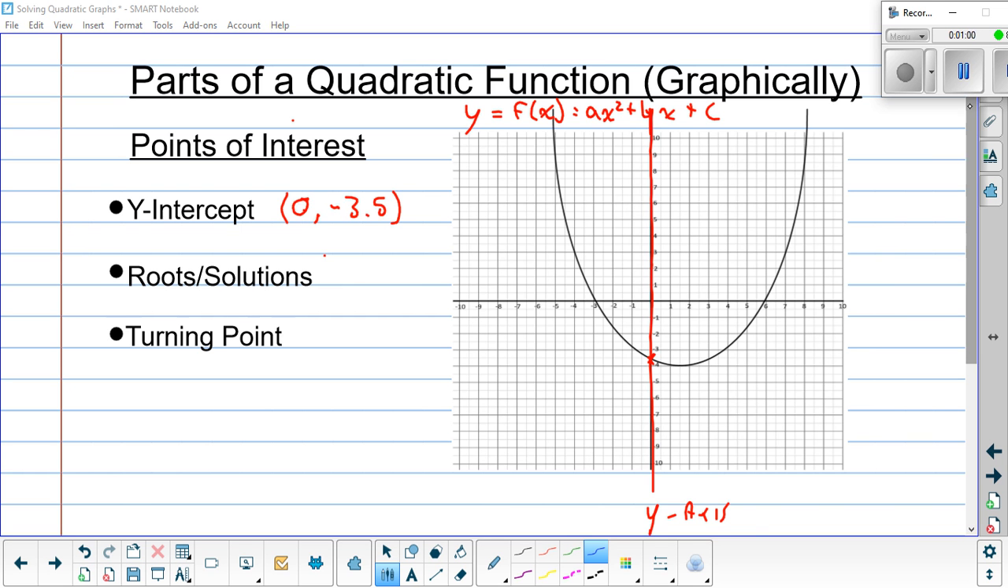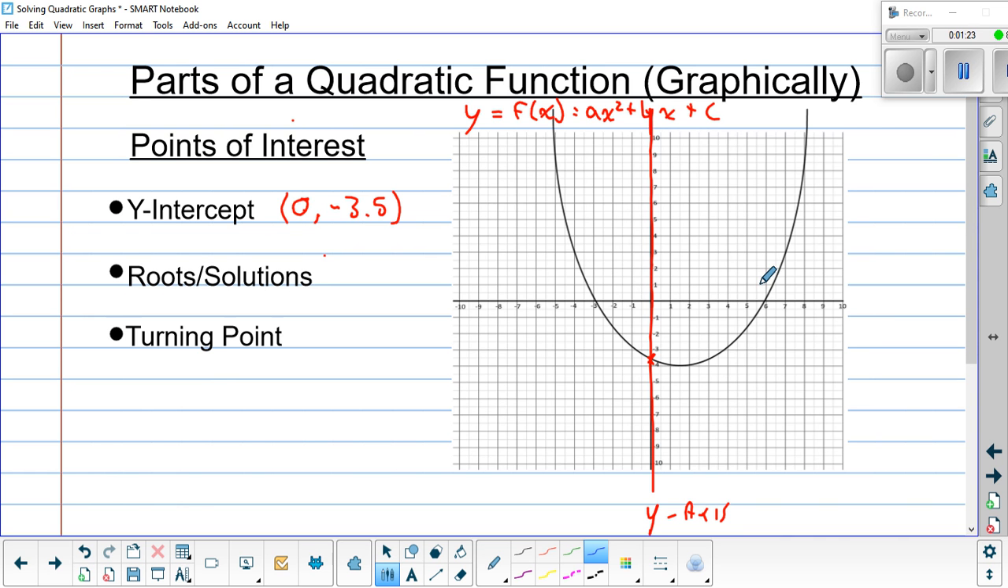Now, let's look at the roots. So, what are our roots or solutions? Well, the roots or solutions to our function is along this curve where we actually intersect with our x-axis. So far, we had to find where it intersects with our x and our y. So that's pretty easy. Now, I'm just going to erase those marks a little bit so I can actually read.